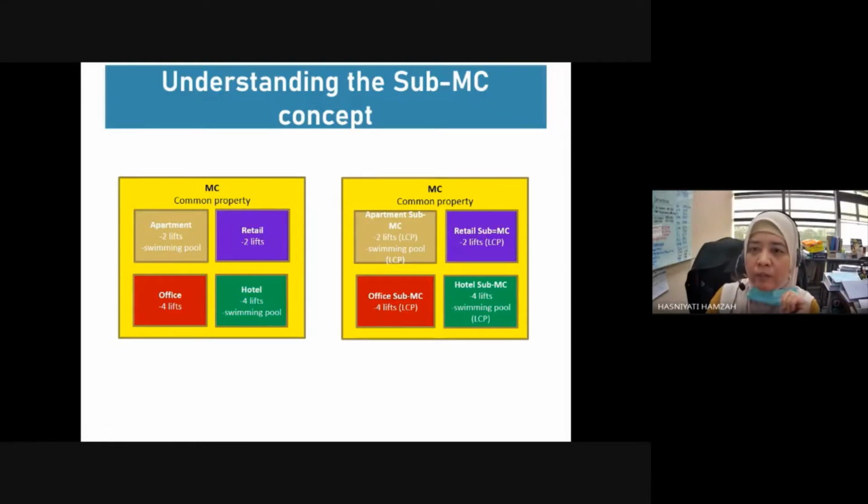One is the service charge from the MC pertaining to the management and maintenance of the common property. The second one, the second invoice comes from the sub-MC, the apartment sub-MC, billing the apartment users for the management and maintenance of the 2 lifts and the swimming pool. What are the associated costs with the 2 lifts and swimming pool? The electricity, for instance, the PPM, the plan and preventive maintenance that has to be undertaken kan. So you have the lift punya guys coming over to do checks and things like that.